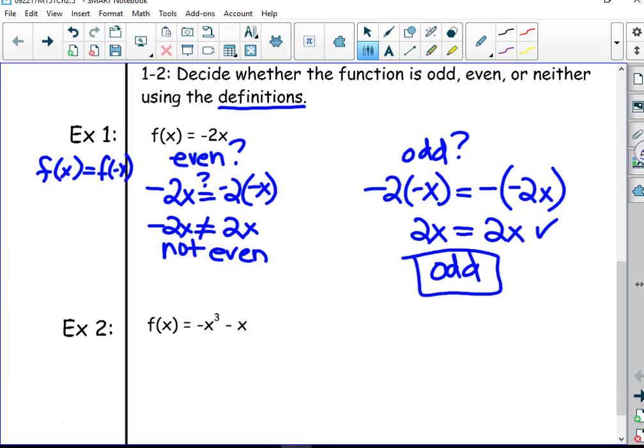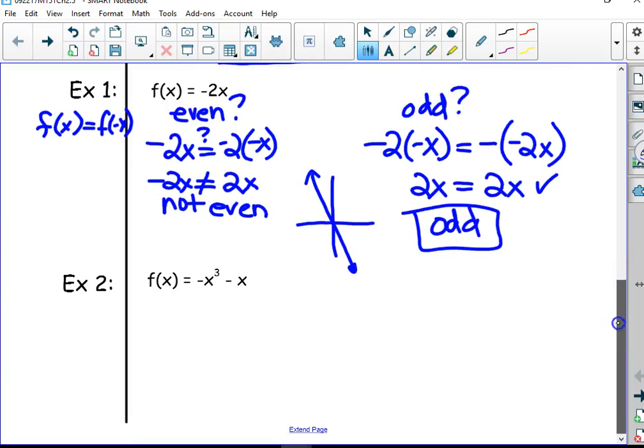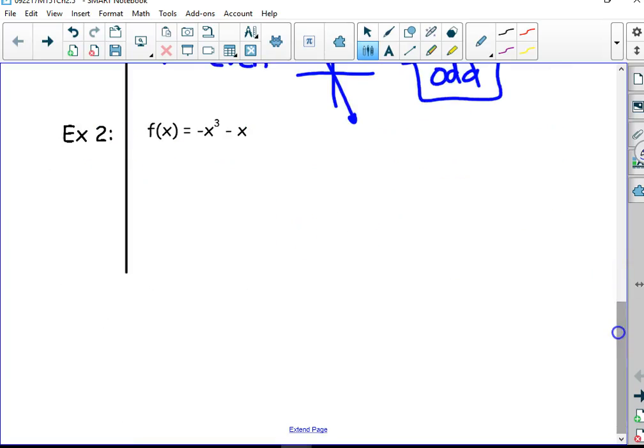And when you take a look at it, it's a pretty simple function, negative 2x. If we take our function and flip it over the y-axis and then flip it over the x-axis, you will get the exact same function. All right, last one is example 2.